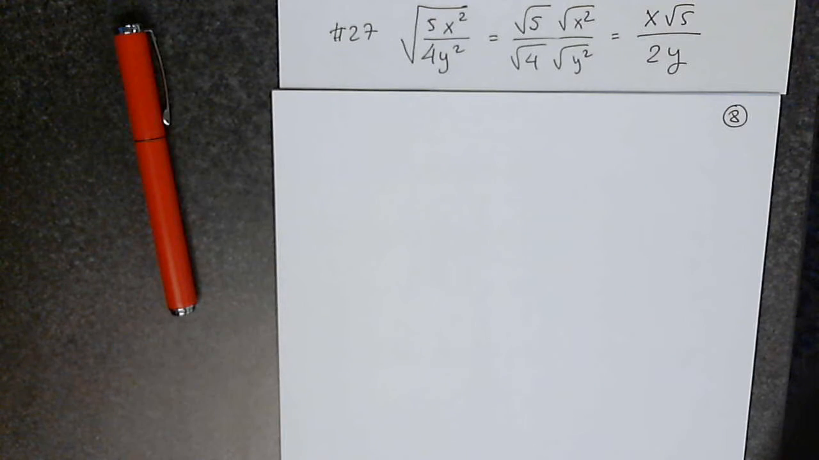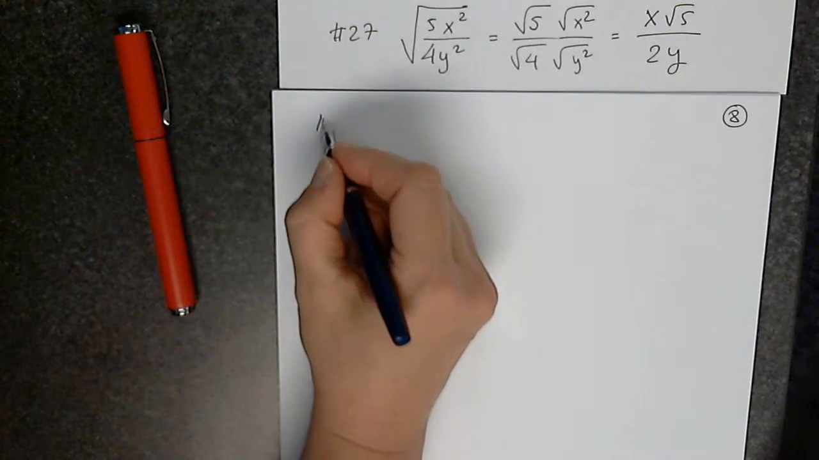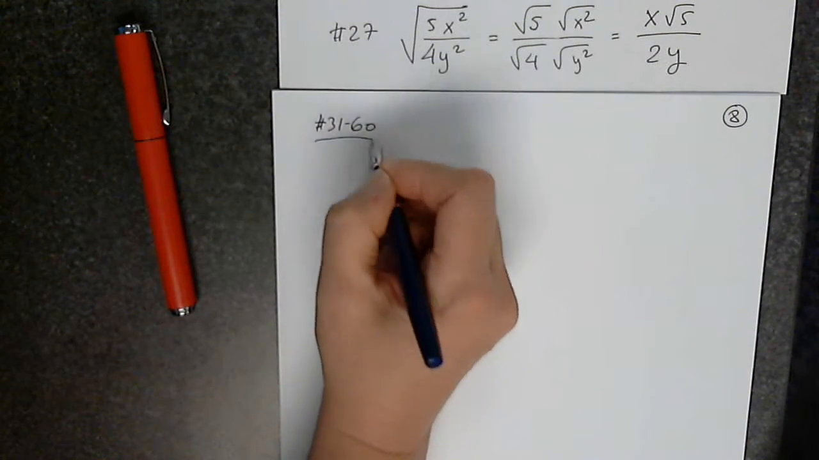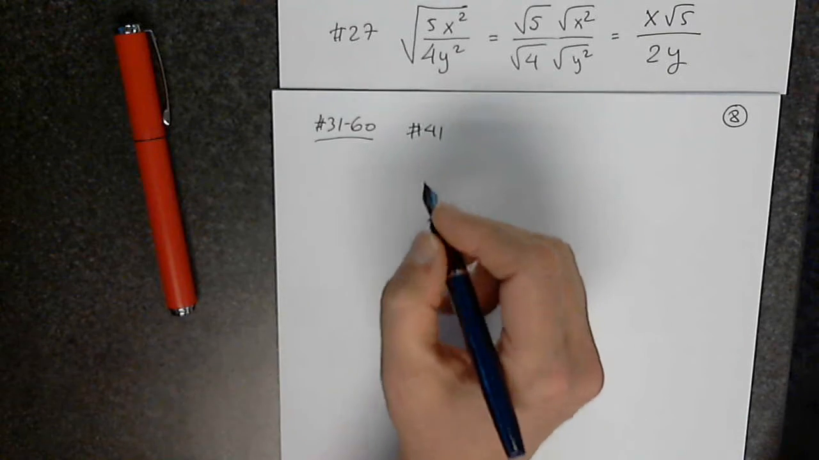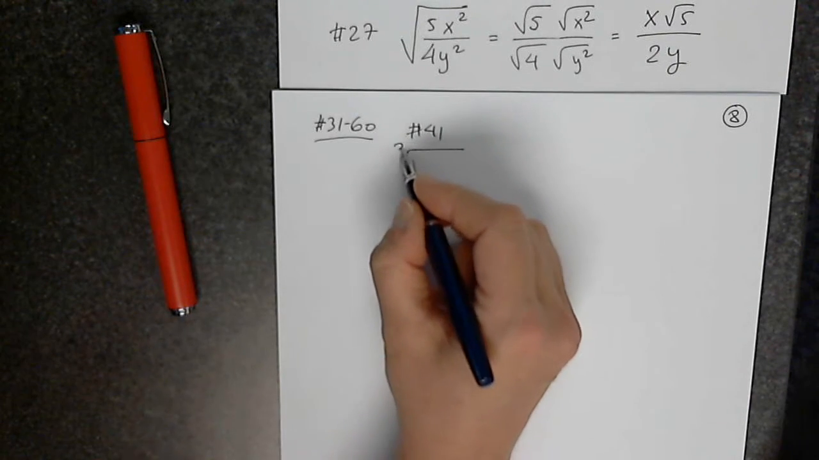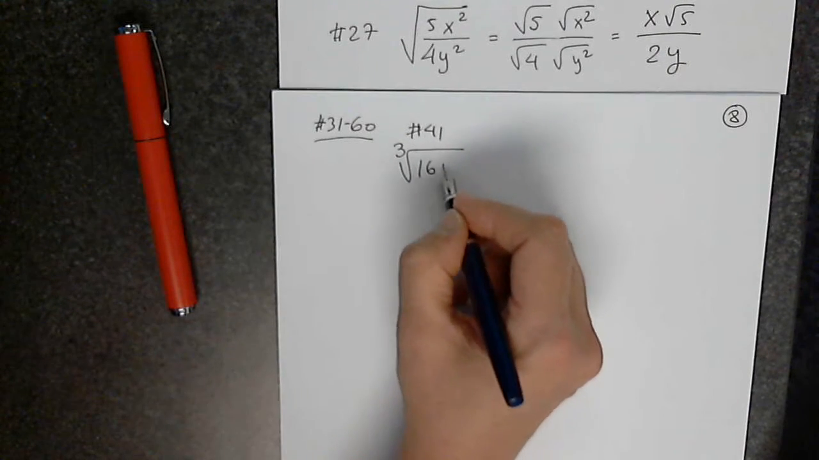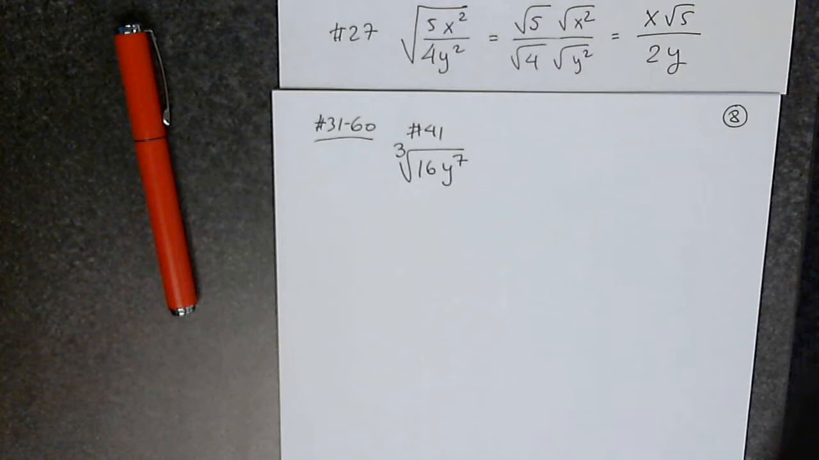I would like to move on to problems 31 through 60. These are very important problems. So let's start. I would like to start with 41, where we have the cube root of 16y to the 7th.